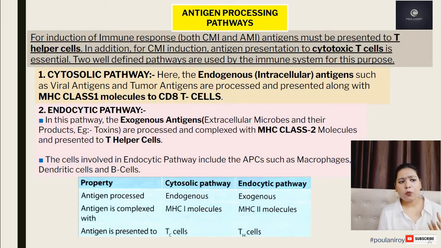Now see, two well-defined pathways are used by the immune system for this response. So there are two pathways, and they differ from each other in their mechanism. We will understand the mechanism of these two pathways, and next we will understand the target antigen, how they are working. Now see, the first one is your cytosolic pathway. What is happening here?